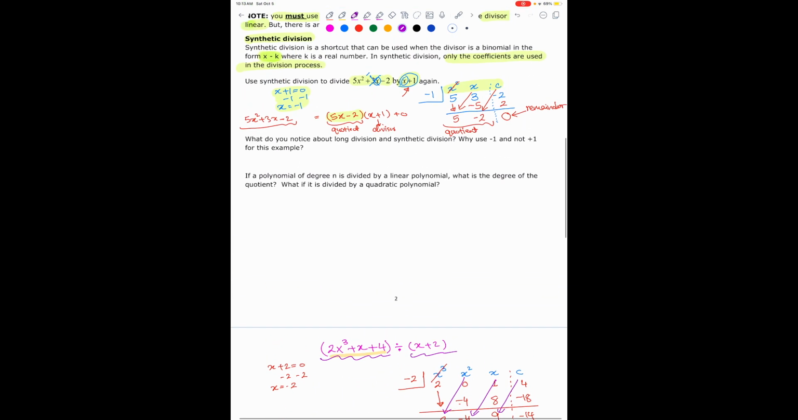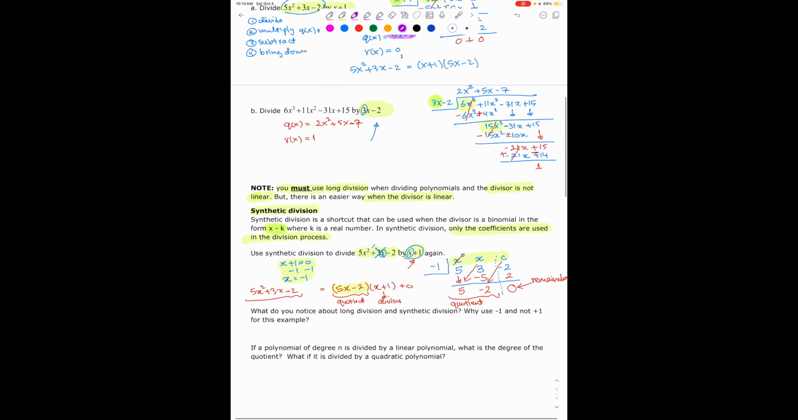Now, I'm going to challenge you, and I'm going to ask you to try to divide this using synthetic division. You're going to have to work with fractions. It's not as bad as it looks. So try it and try to challenge yourself with that one. This is the end of section 5.4. If you have any questions, let me know.